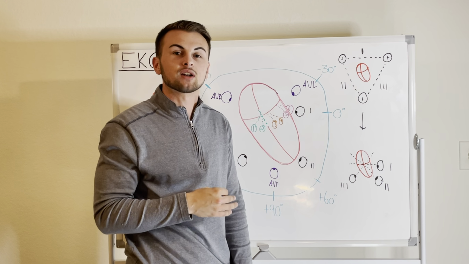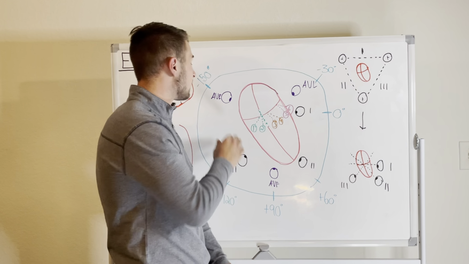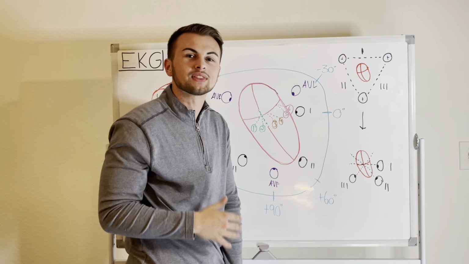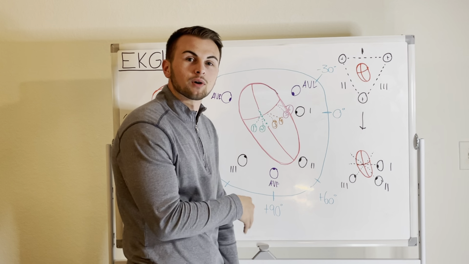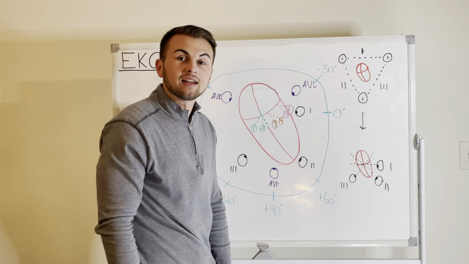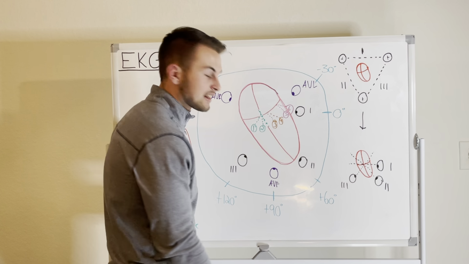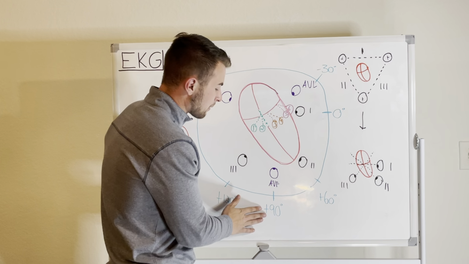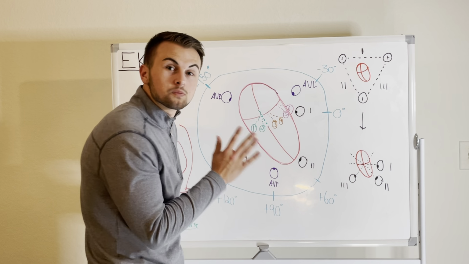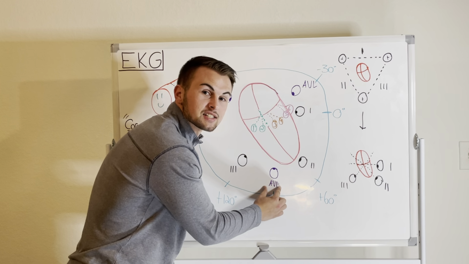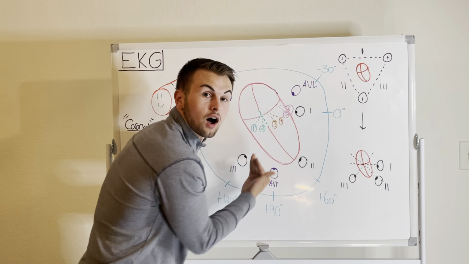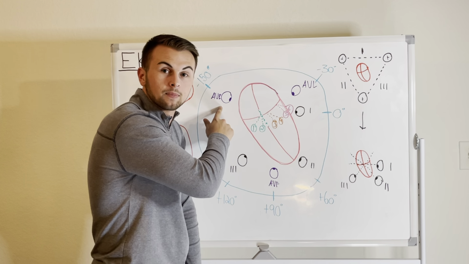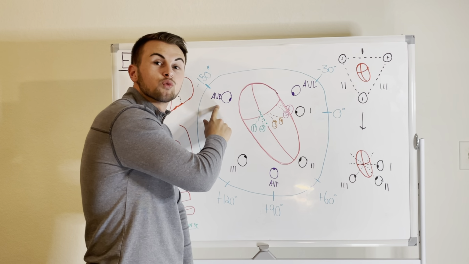Now, we must not forget our augmented limb leads, aVR, aVL, and aVF. Let's start with the aVF camera. Now, remember F for feet. aVF is located at the most inferior part of the heart and is oriented at positive 90 degrees, which means that aVF sits at positive 90 degrees and looks up. Next, we have the aVR camera. This is located upwards and rightwards.